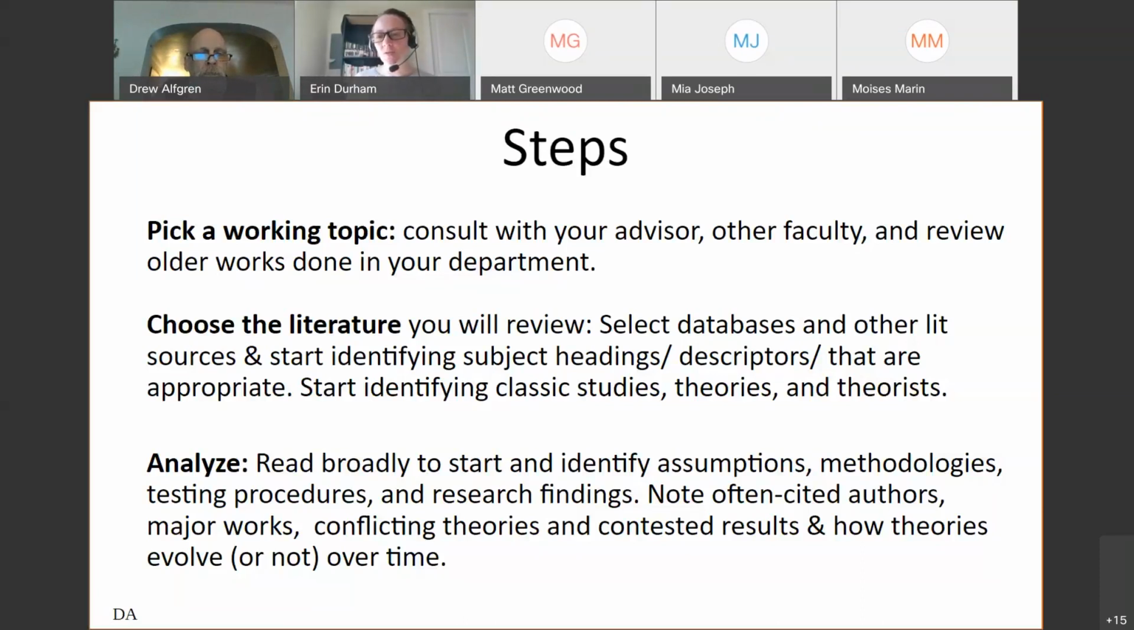It's helpful to note conflicting theories, and also how different perspectives have changed over time. So for example, if you're looking at adult learning theory, you'll find that there are certain researchers who are in agreement and others who come in and propose different learning theories. So it's just helpful to find those scholars in your area and start to identify them.